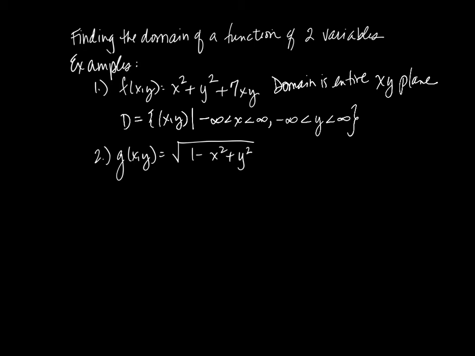The next one does involve a square root, right? So when we have square roots, we must have 1 minus x squared. Sorry, that should be a minus. Little error there. I need to erase that. It won't let me erase. Oh, here we go.